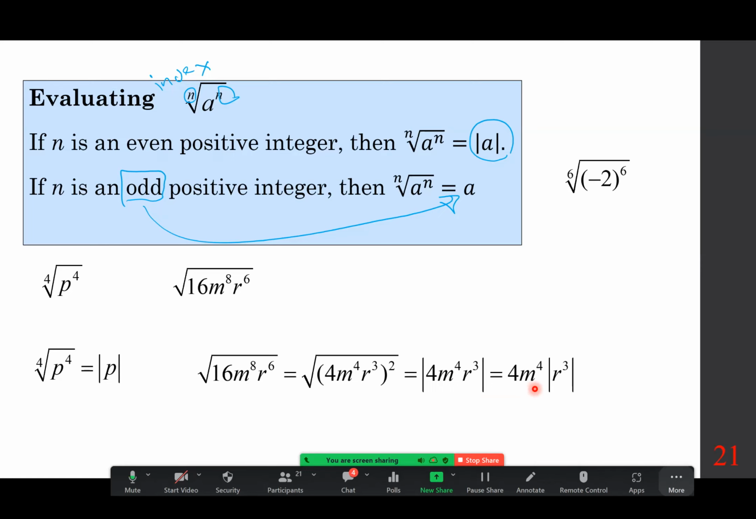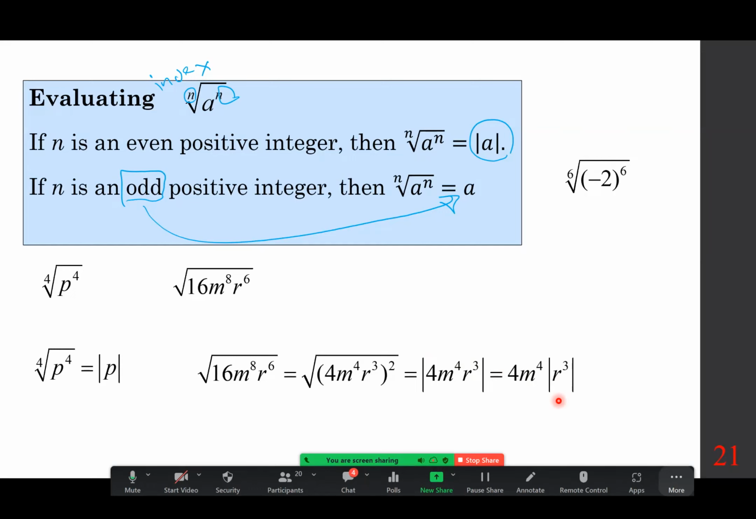Why is it that we can't do it this way? 4, we know it to be positive. M to the power of 4, we know it to be positive. Why is that? Because 4 is an even exponent. So regardless of what m is, m to the power of 4 is positive. But this makes a difference. R cubed, because this is odd, we don't know if it's positive or not. So we have to keep it in an absolute value. So as far as I'm concerned, this is correct, and understand why this is correct.